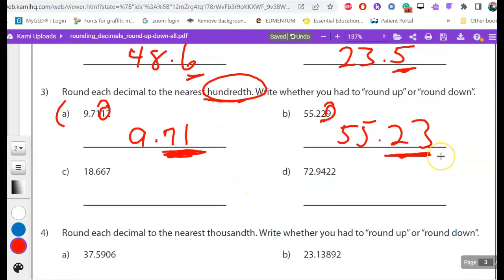Looking at letter C, 18.667, this 6 is in the hundredths place. The 7 is going to tell that 6 what to do. That 7 is bigger than 5, so we are going to round up. We round up, we have 18.67. Letter D, we're getting the hang of it here. 4 is in the hundredths place. That 2 is going to tell the 4 what to do. So I will round to 72.94. Rounding down, or I like to call it rounding off, because you're not really going down. You're just dropping everything else off.